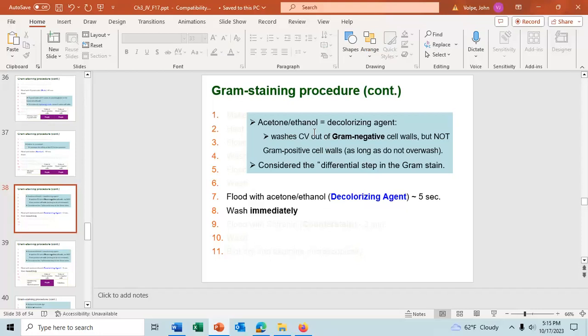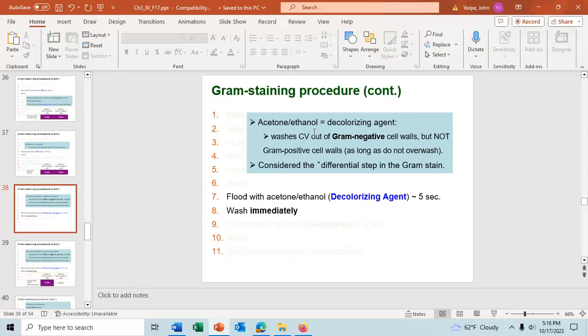The best way to do it is to actually observe the slide. Hopefully you can see this. I'm pretending this is my slide. And then you add the decolorizing agent across the top of the slide, watching it run down. Once the blue or purple stops running, you stop adding the decolorizing agent. And this will be about 5 seconds. Any question about that? So that's the best way to do it.